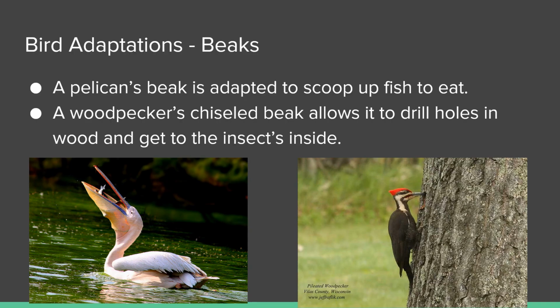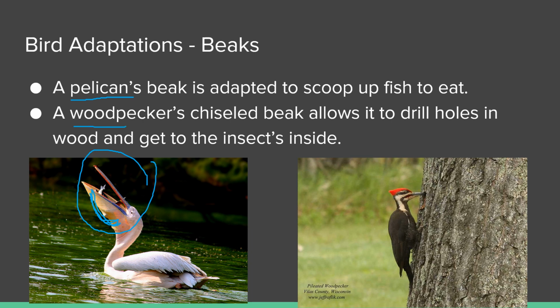A couple other examples. A pelican. Okay, a pelican's beak, that's this bird right here. This kind of beak is adapted to scoop up fish in order to eat it. When a pelican scoops up fish, it's almost like a net. It scoops up fish and water together. So it has this big pouch hanging off the bottom. That would not work for drilling into a tree or tearing flesh, but it does work very well for scooping fish up out of the water.